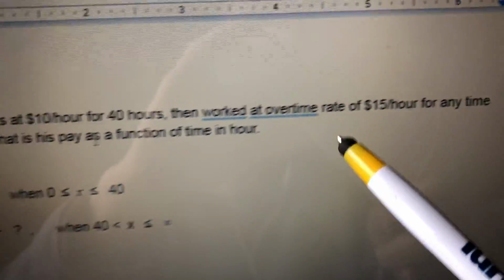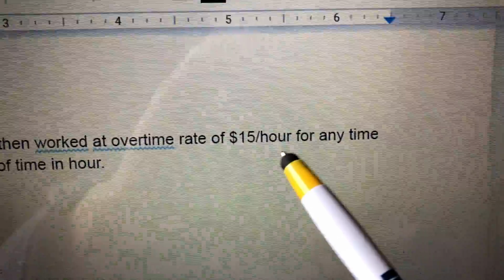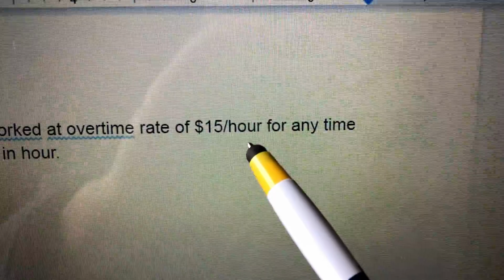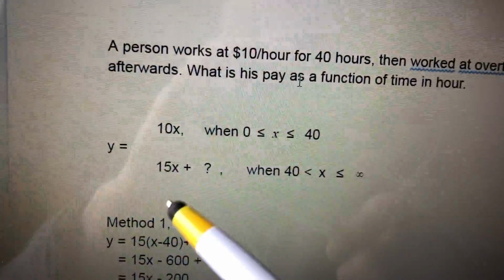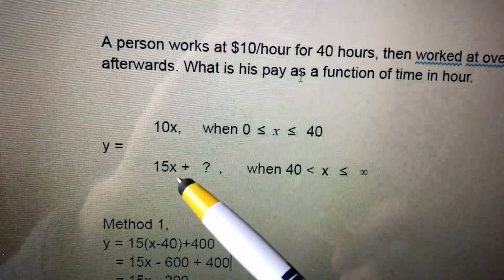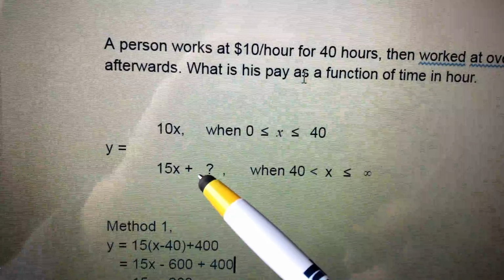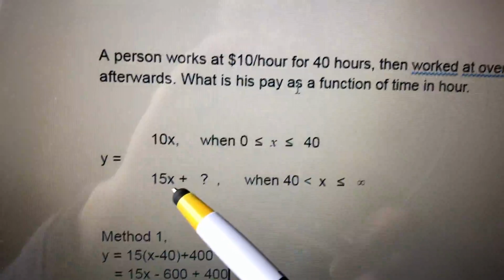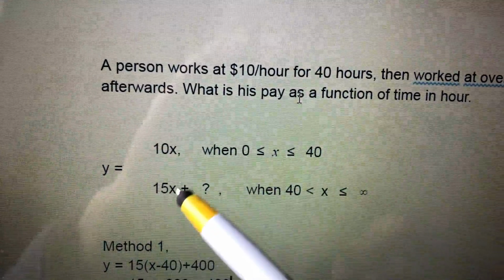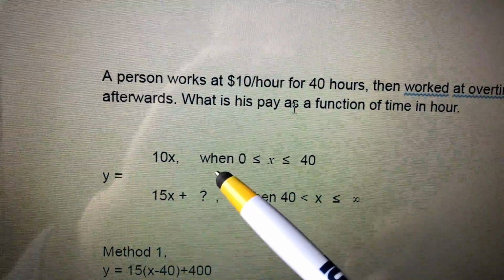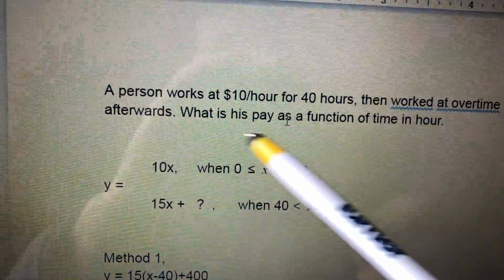Now, for the second domain, anytime after 40 hours, it has a rate of $15 an hour. We need to use 15x plus something because 15x doesn't really give us the initial condition that is 400 left off from this domain.